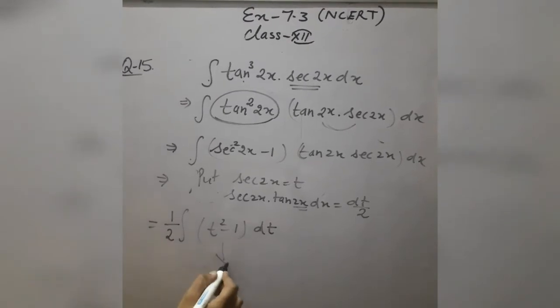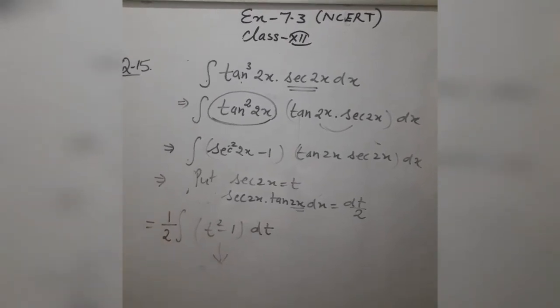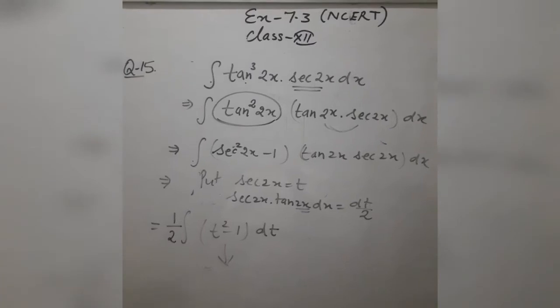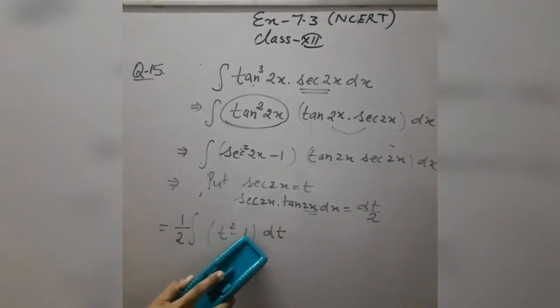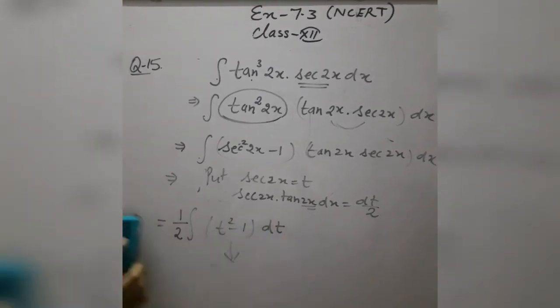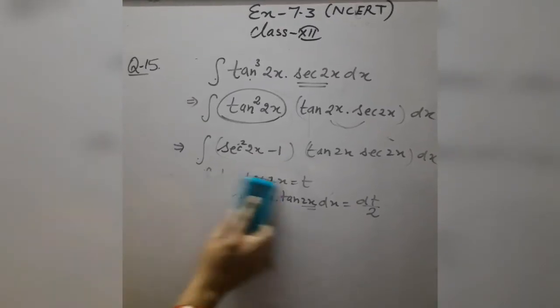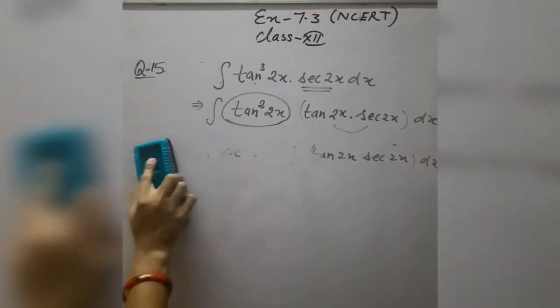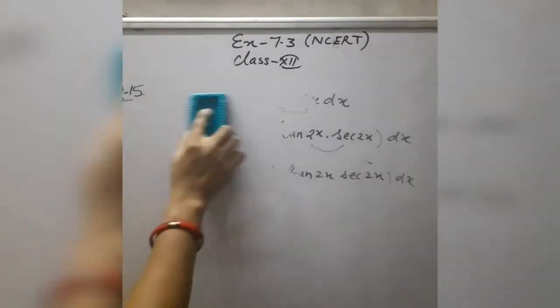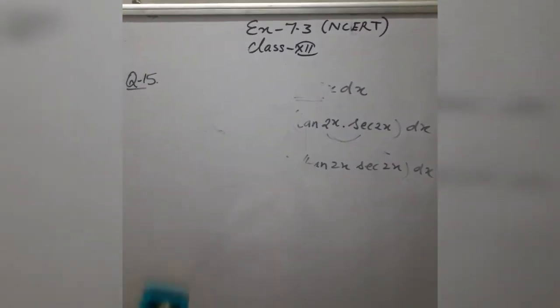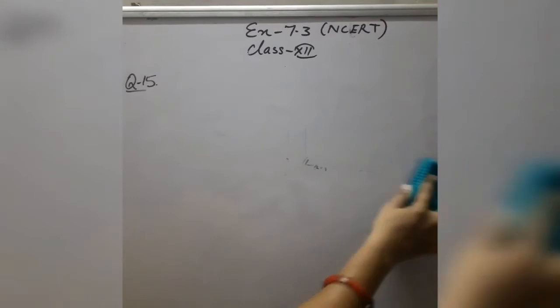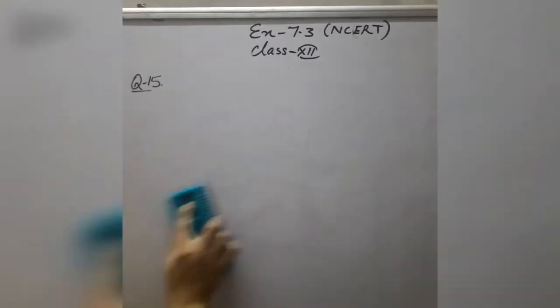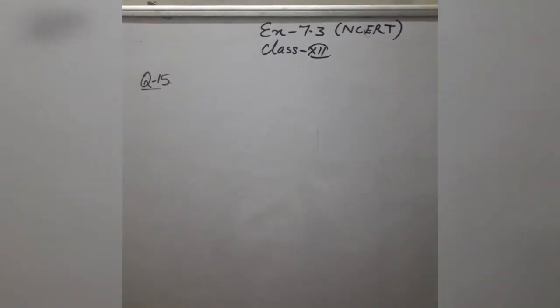Now very easily you can integrate it, complete it yourself. The integration of t square is t cube by 3, minus the integration of 1 with respect to t, which is t, and in the last step in place of t put the value of t. Always you will find the answer in terms of the given variable which is given in the statement.